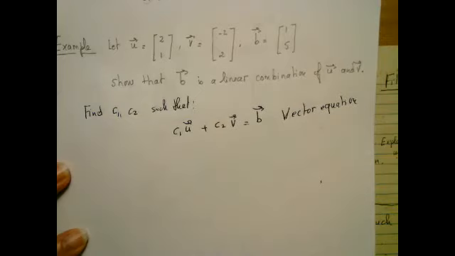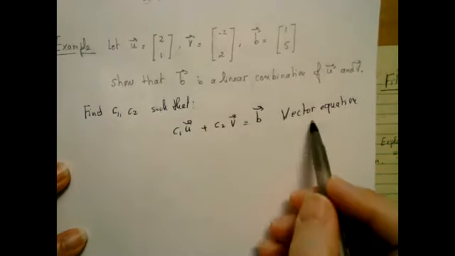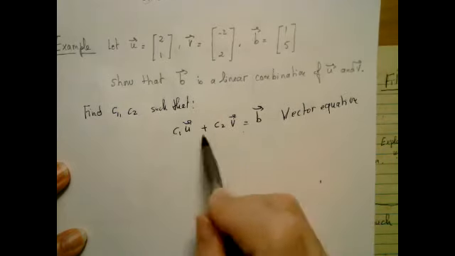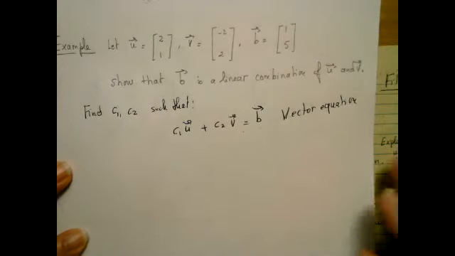Where is the vector equation coming from? Equation means equality between objects. Vector, because we have equality between vectors. That's really what it means. So let us find that. Let's find the C1 and C2.